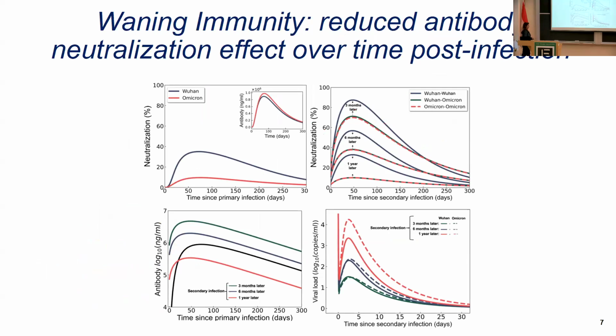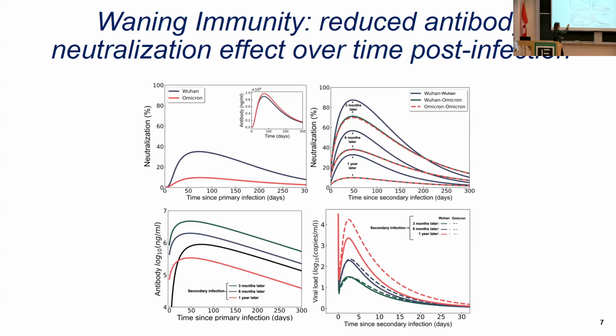And then as a last result, we looked at the neutralization effect for the Wuhan and Omicron in the primary response. We can see that for Wuhan, it is higher than the Omicron. And also we look at the different scenarios for the secondary response, which is Wuhan-Wuhan, Wuhan-Omicron, Omicron-Omicron. We can see for the Wuhan-Wuhan scenario in the secondary response, the neutralization is always higher than the Wuhan-Omicron or Omicron-Omicron.